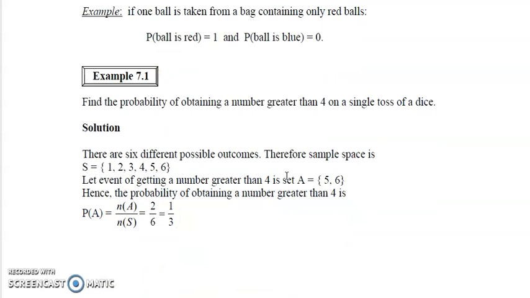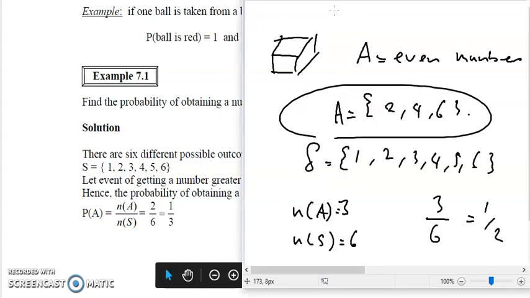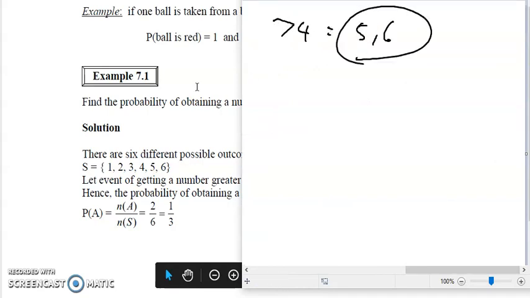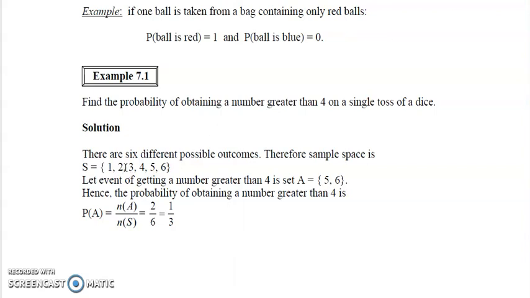So let's see it together for example 7.1. Given to you: find the probability of obtaining a number greater than 4 on a single toss of a dice. As we know, to get more than 4, you'll have 5 and 6, which are these two numbers. So the sample space that we have is 1, 2, 3 until 6, which means we have 6. And the event of getting a number greater than 4 is A. Here A will be 5 and 6.